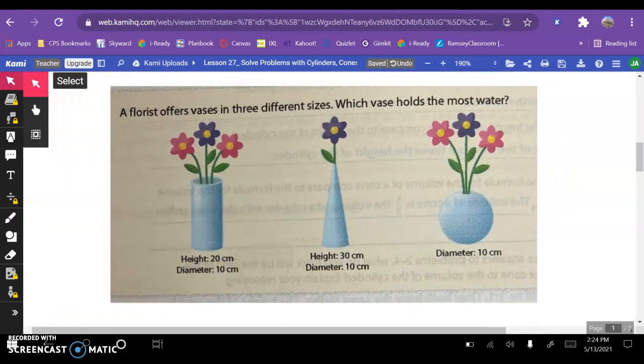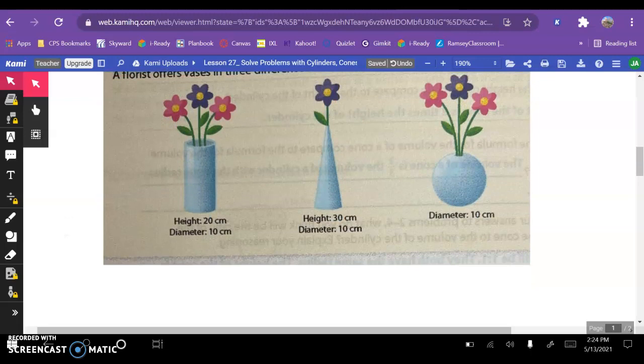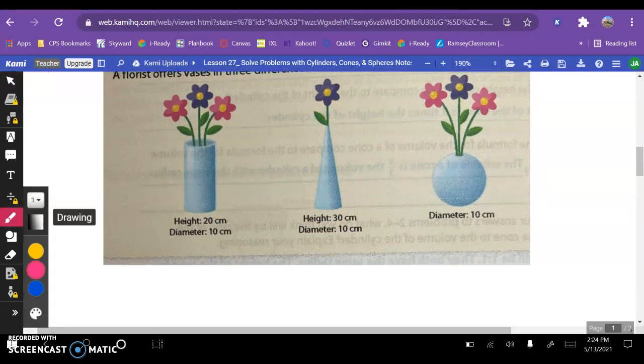Next on our list of questions, it says a florist offers vases in 3 different sizes. Which vase holds the most water? So which one is the biggest now? So the first one is a cylinder, and again, that's pi r squared times h. It gives the diameter, but I want the radius, so the radius would be 5 in this case, and the height is 20. So I'm going to do 3.14 times 5 squared times 20, and that gives me 1,570 cubic centimeters.